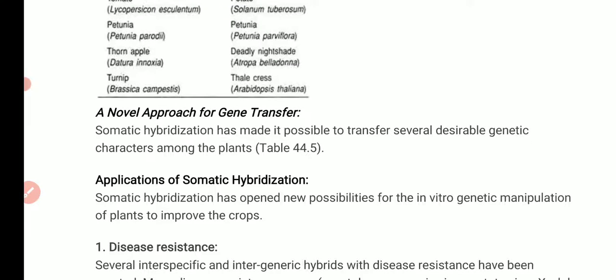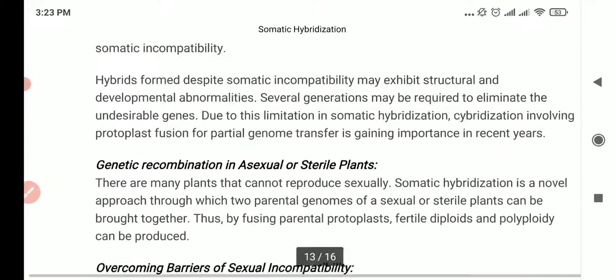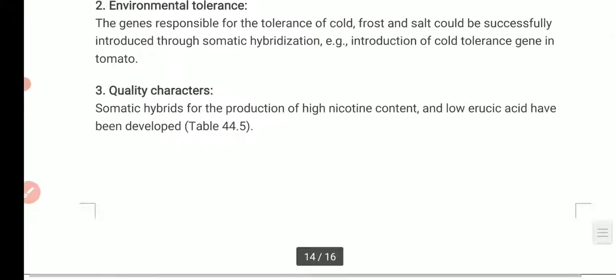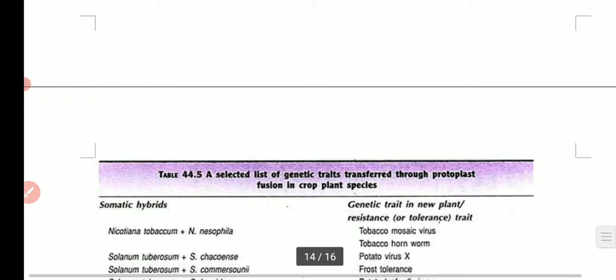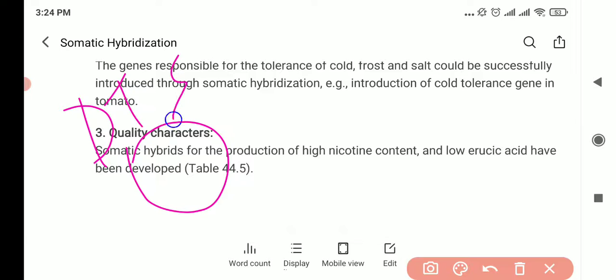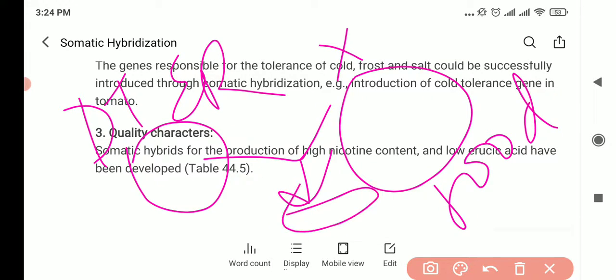Some more applications: you can transfer genes. You can get disease resistant and environment tolerant plants. Let's say this plant has disease tolerance and environmental resistance, but this other plant doesn't, though it is an important food crop. Then you just fuse them, and you get a food crop which is also disease and environment resistant. So there are some more applications.